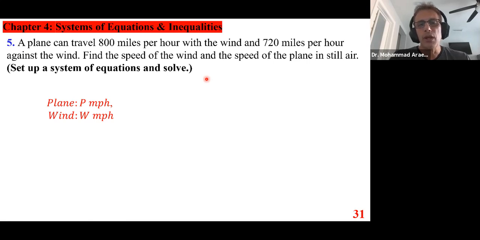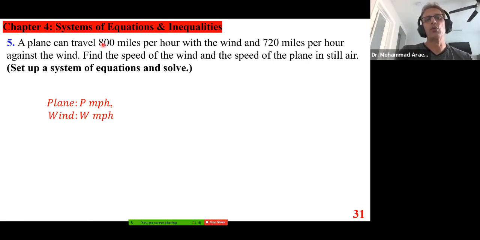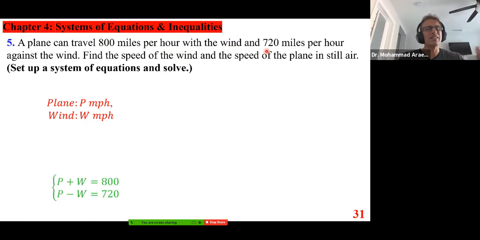When we go in the same direction as the wind, or the current in water, the speed of the wind or the current will be added to our speed and they will help us. On the other hand, if we go against the wind or against the current, they will work against us. So a plane can travel 800 miles per hour with the wind. So P plus W is 800 and P minus W is 720, against it.